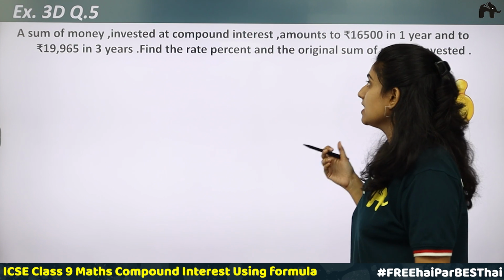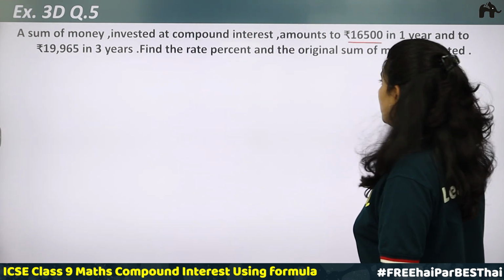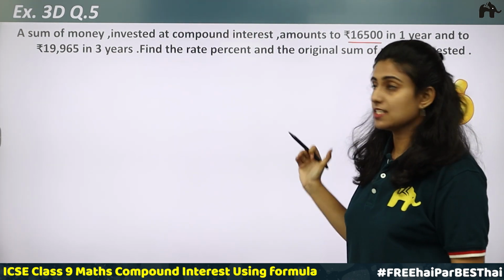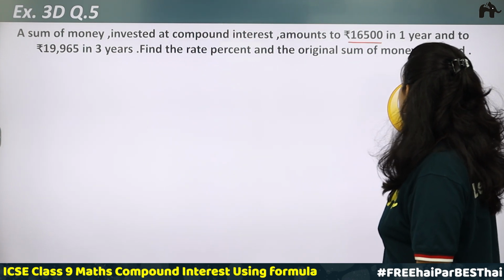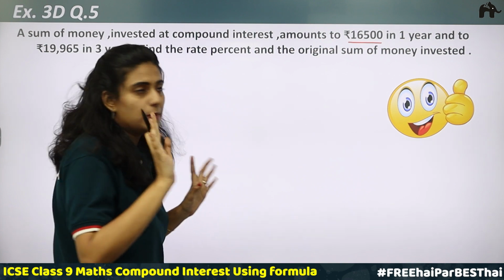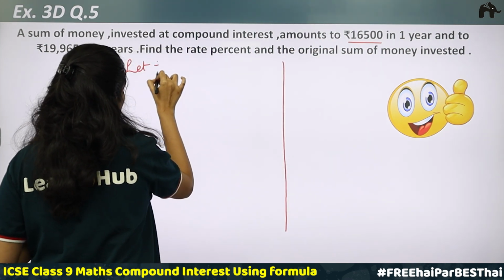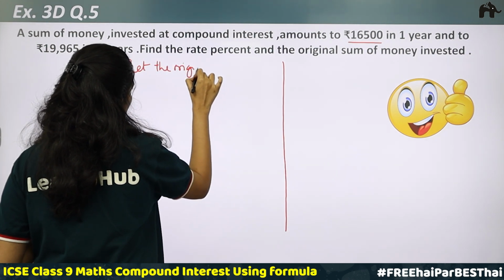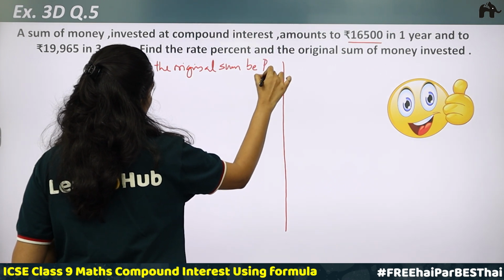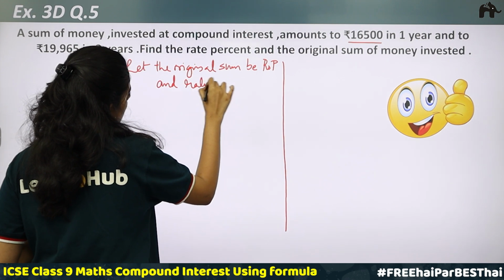Question 5 of exercise 3D. A sum of money invested at compound interest amounts to rupees 16,500 in 1 year and to rupees 19,965 in 3 years. Find the rate percent and the original sum of money invested. Let the original sum be rupees P and rate percentage be R percentage.